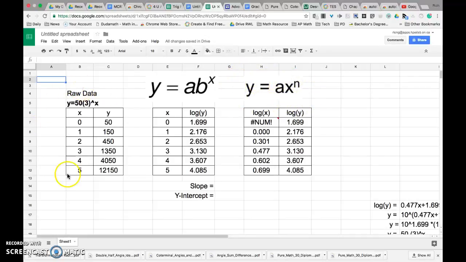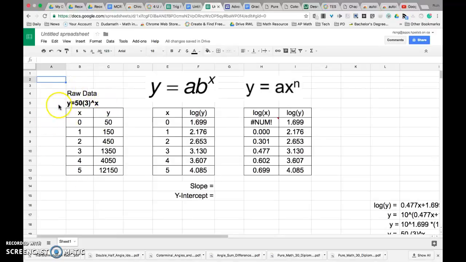We're going to start with this set of data right here, and we want to come up with the equation using this linearization. I'm in a Google Sheet right now, which you have access to through your school account. It's a good idea to learn how to do this, because using spreadsheets is very important as you go forward in your education.